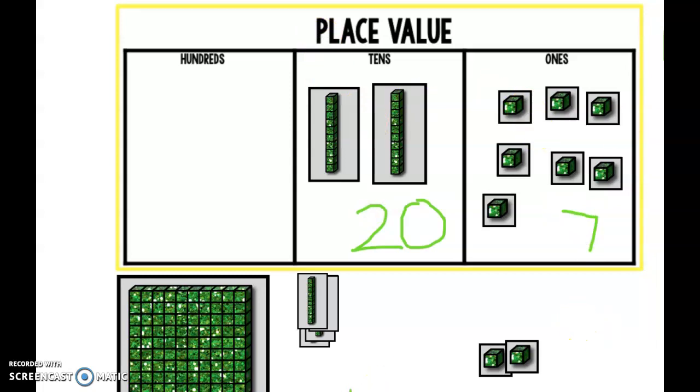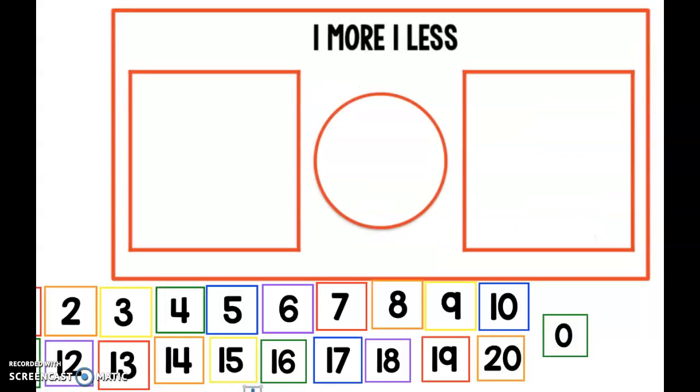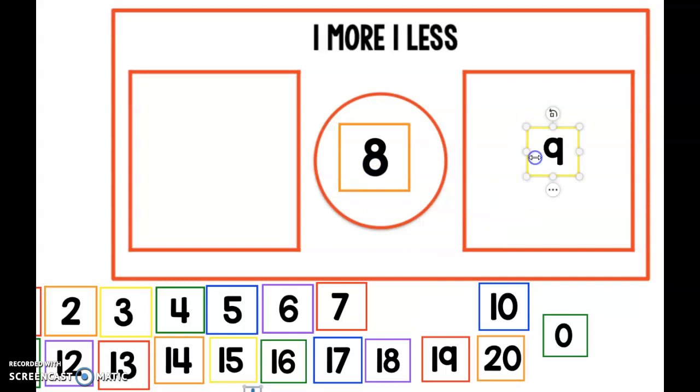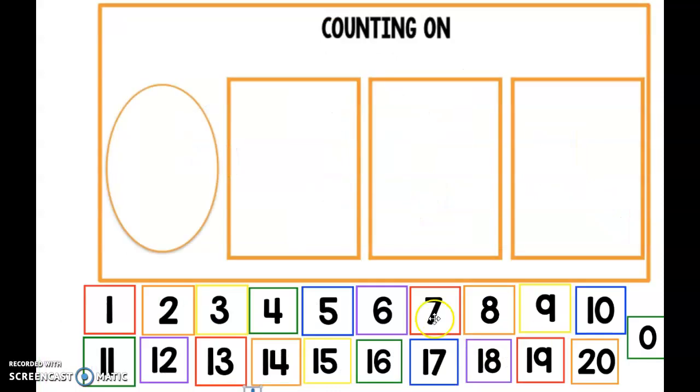All right, so let's go on. And we're going to do our number of the day, which is 8. What is 1 more than 8? 9. Good job. All right, what is 1 less or 1 smaller than 8? That's like saying what comes before 8, and that's 7. So 1 more than 8 is 9. 1 less than 8 is 7.